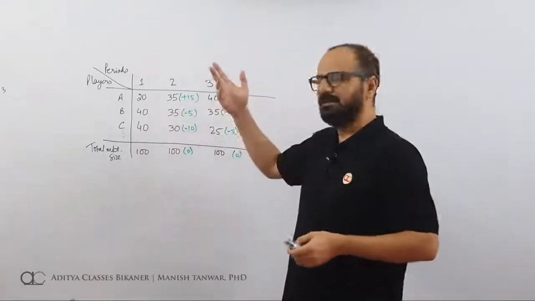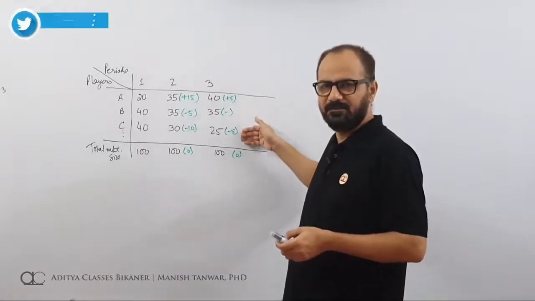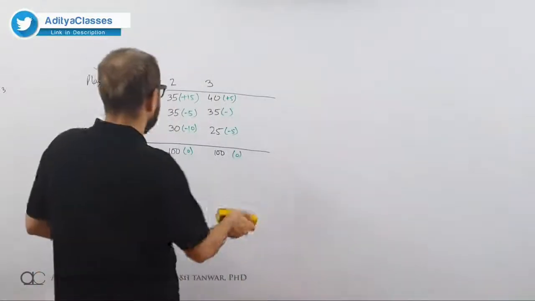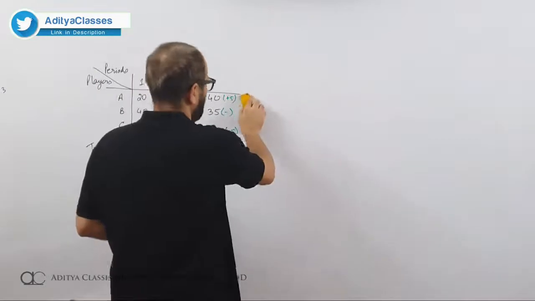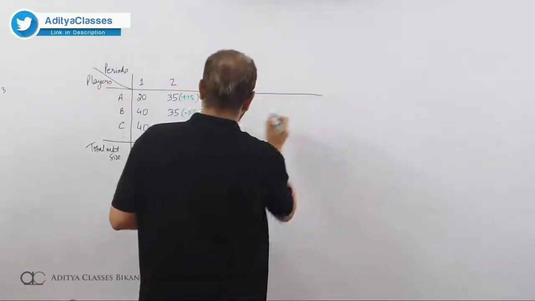Now, any particular combination is possible. C could win from A and B, B could win from C, or C could win from A. Any combination is possible. So, let us expand our discussion to certain more periods.